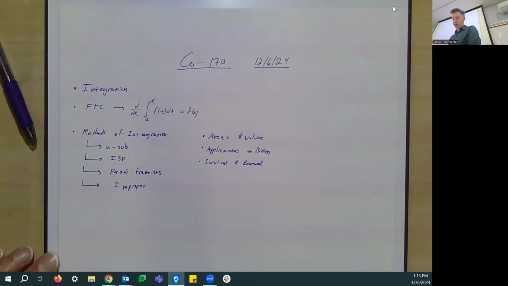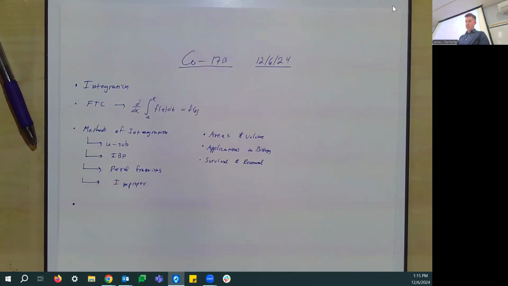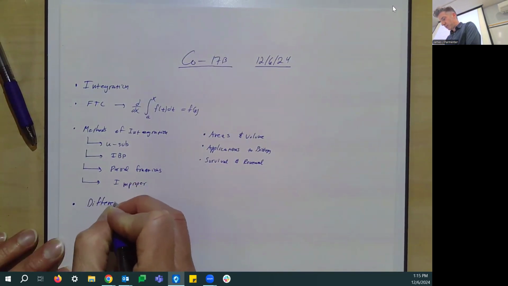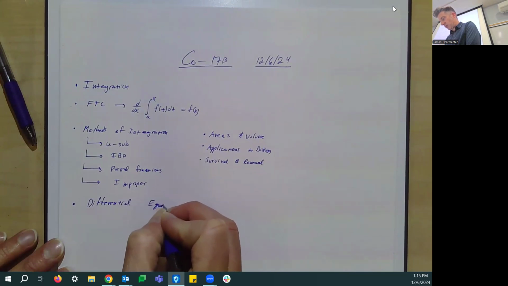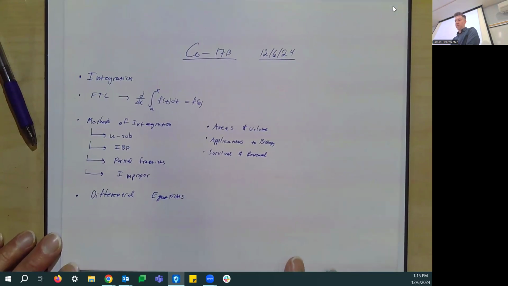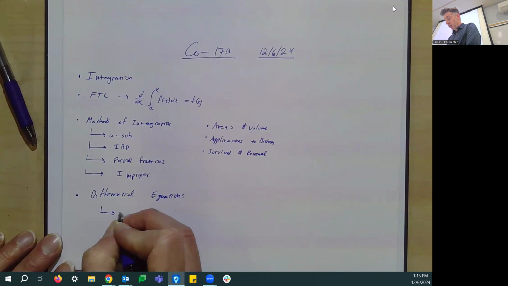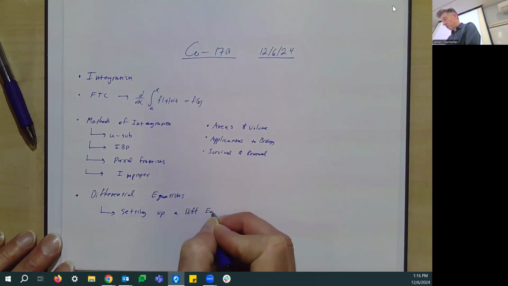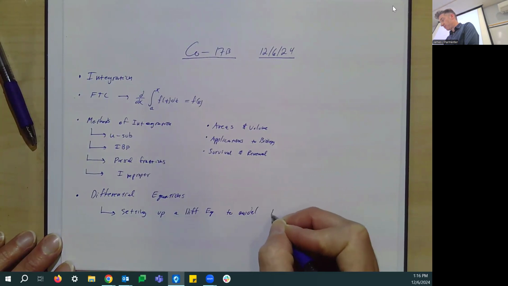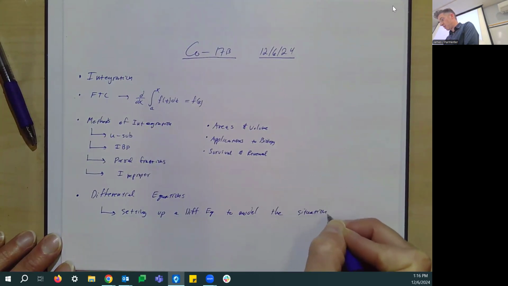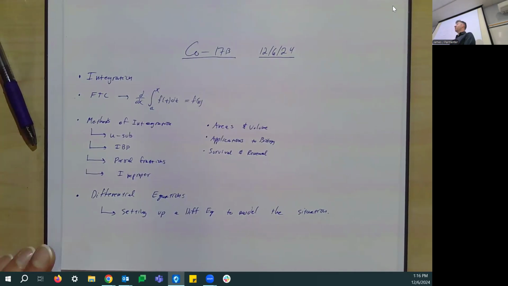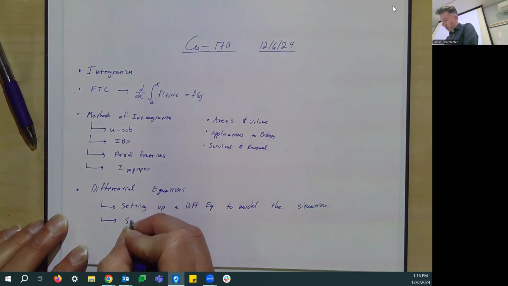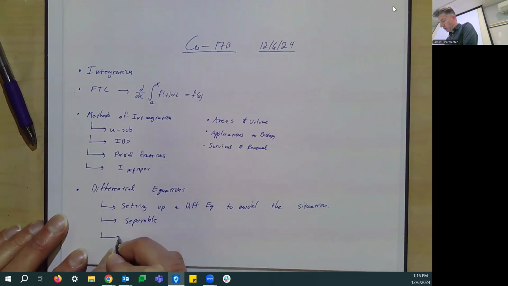After that, we have the chapter 7 material, essentially differential equations. I would think there are maybe 3 things you really need to know how to do with differential equations. The first is setting up a problem: setting up a differential equation to model the situation that's been described. And then we only know how to solve 2 types of differential equations: either a separable one or a first order linear one.